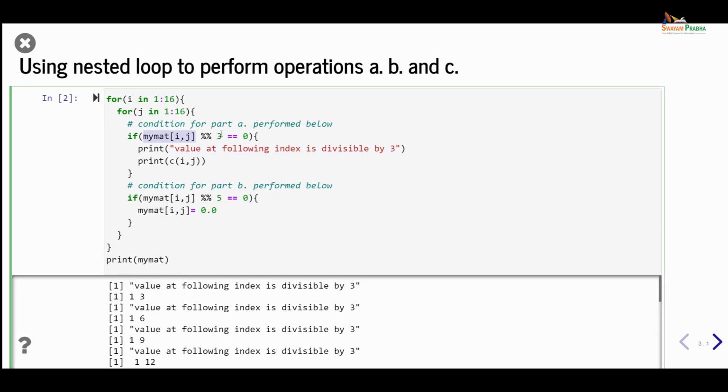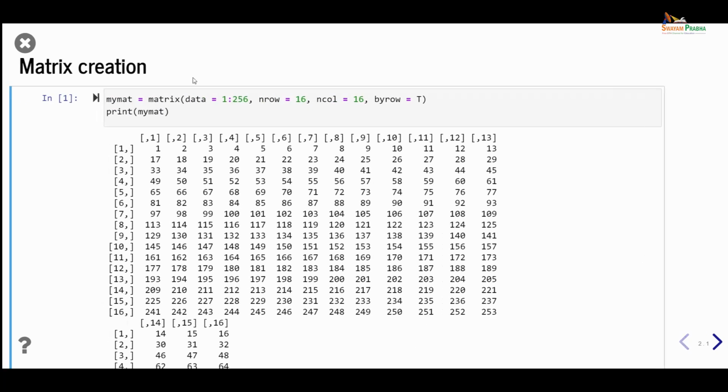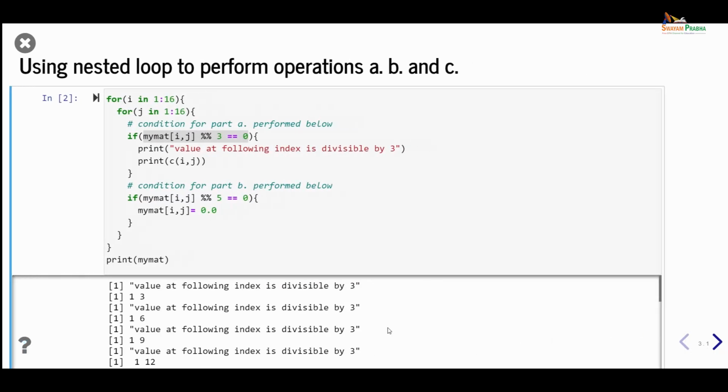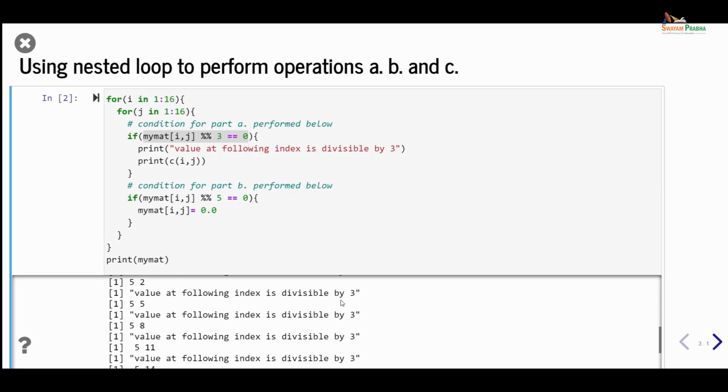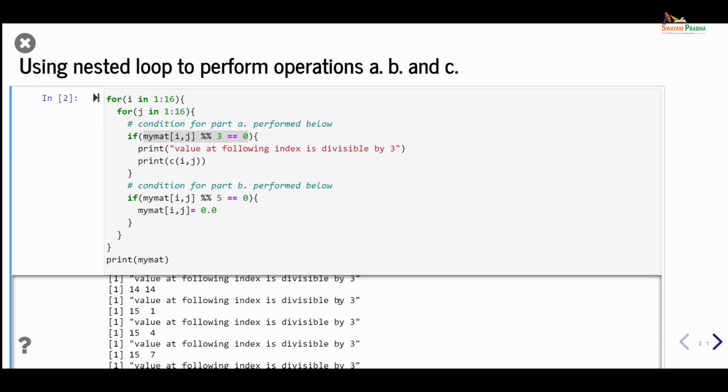For the first condition, wherever the value is divisible by 3, we are getting the index of those particular values. Before getting the index, we are also printing a string called "value at following index is divisible by 3". As I said earlier, 1 comma 3 means a value corresponding to the first row and the third column, which is 3. Yes, it is divisible by 3, so that's why we have got the output as 1, 3. Similarly, you will be able to see the index for all the values which are divisible by 3.